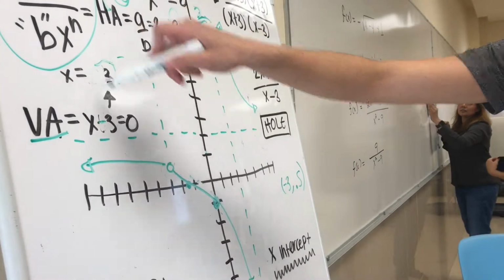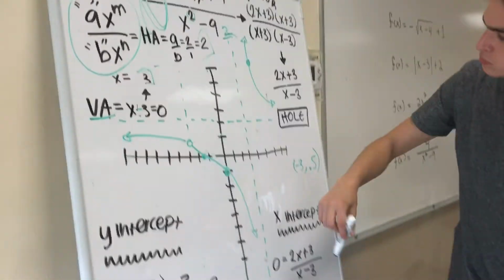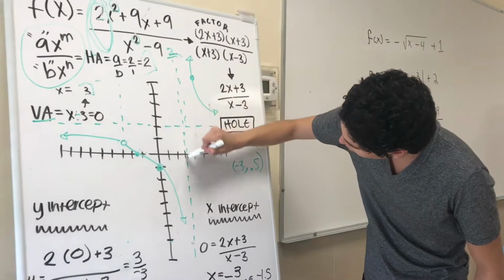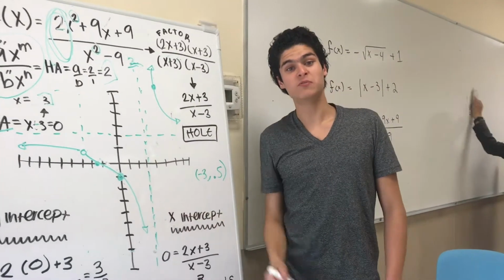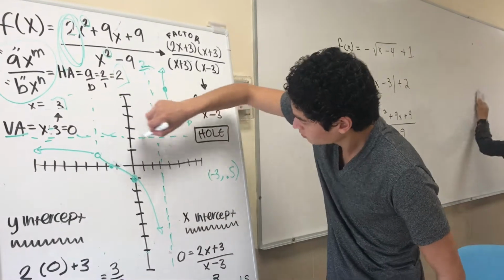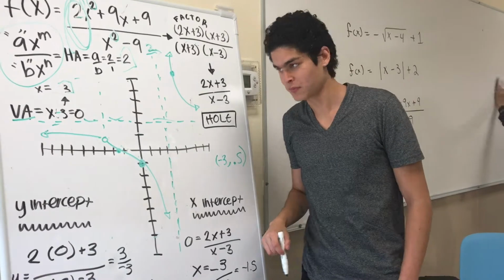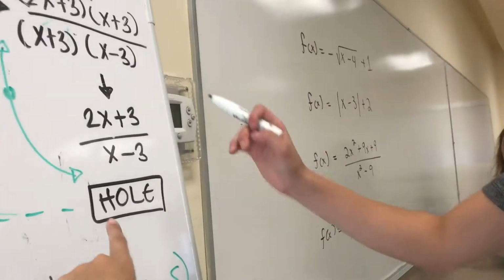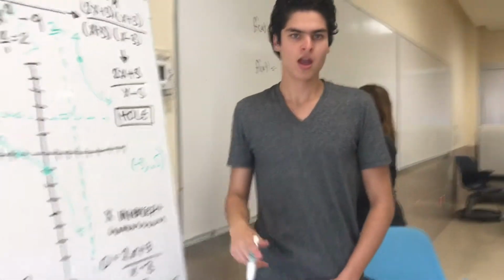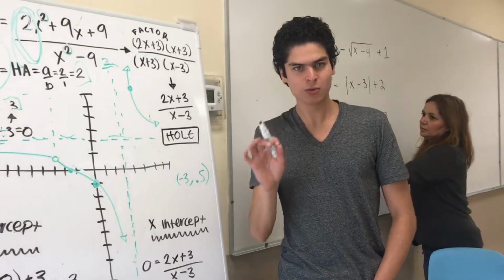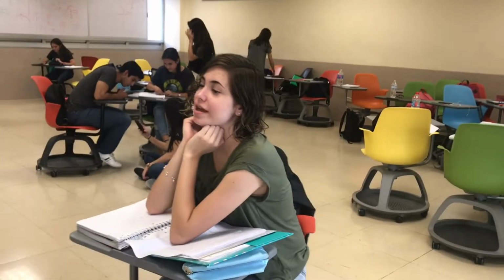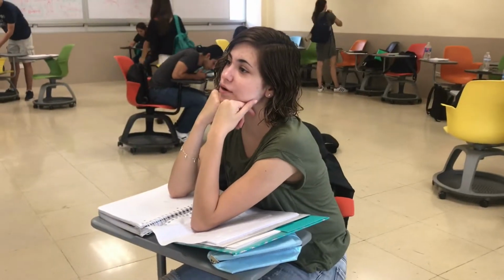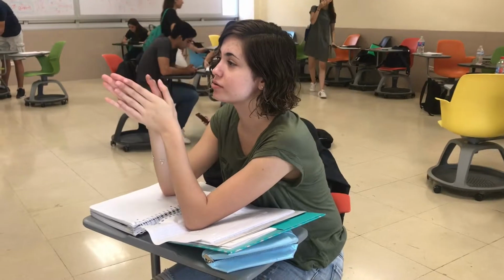So x will be 3, which means that here, this line would be the VA, and this line would be the HA. So what's next? All right, the hole. I don't personally remember what a hole is, but Manfred can explain. A hole is a point in the graph where there's no graphing, where the line just goes through.